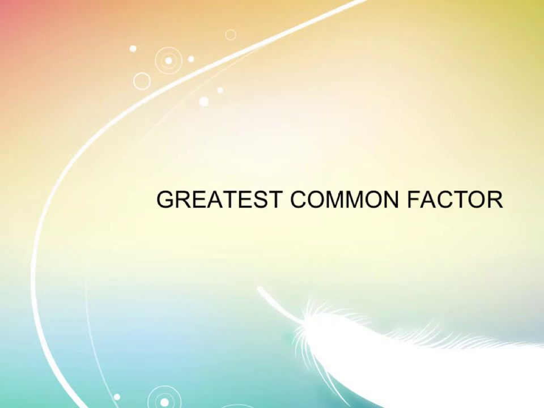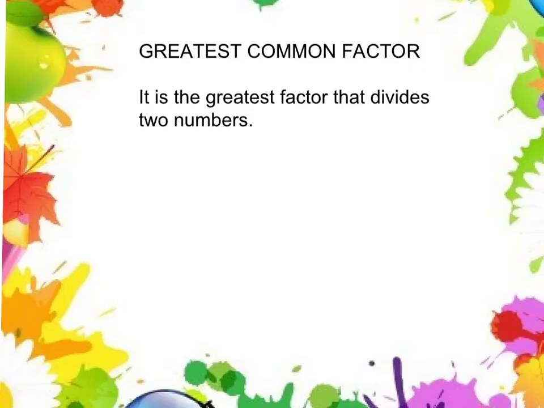Greatest common factor. Greatest common factor. It is the greatest factor that divides two numbers. Example. Suppose we were to get the greatest common factor of 18 and 32.